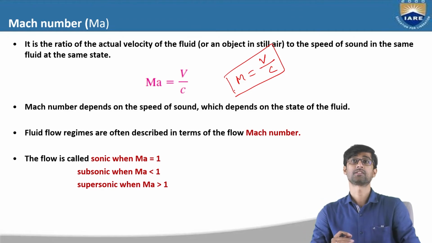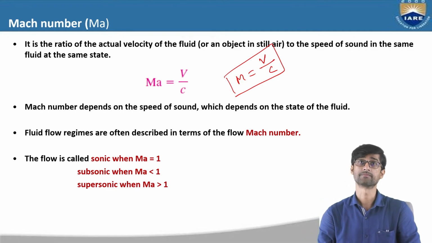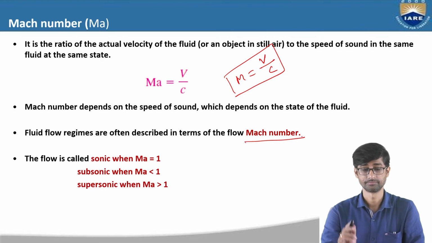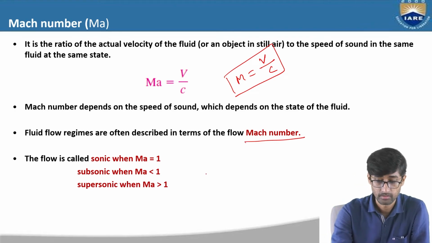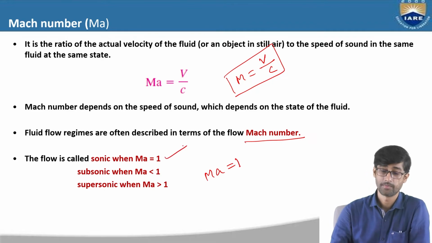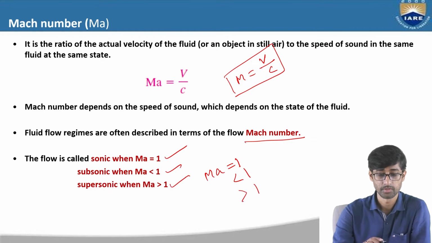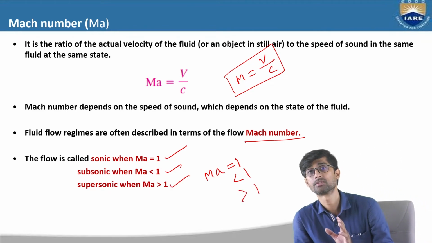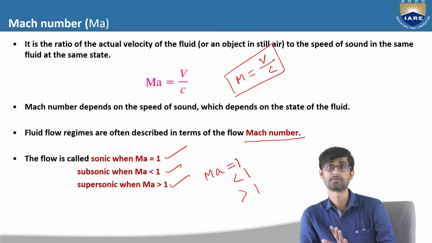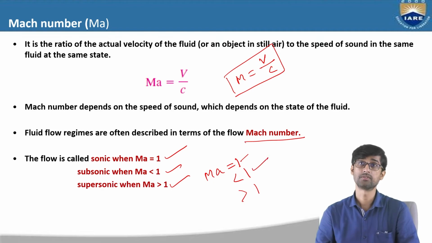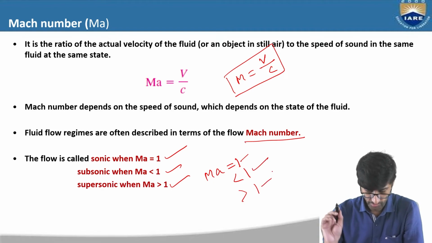And the Mach number depends on the speed of sound, which depends on the state of the fluid. These fluid flow regimes are often described in terms of the Mach number. Now, when this Mach number Ma is equal to 1, this is called sonic flow. If it is less than 1, it is called subsonic. Greater than 1, it is called supersonic flow. So we have three types of flows: sonic flow, subsonic flow, and supersonic flow. If the Mach number is equal to 1, sonic flow; less than 1, subsonic flow; and greater than 1, supersonic flow.